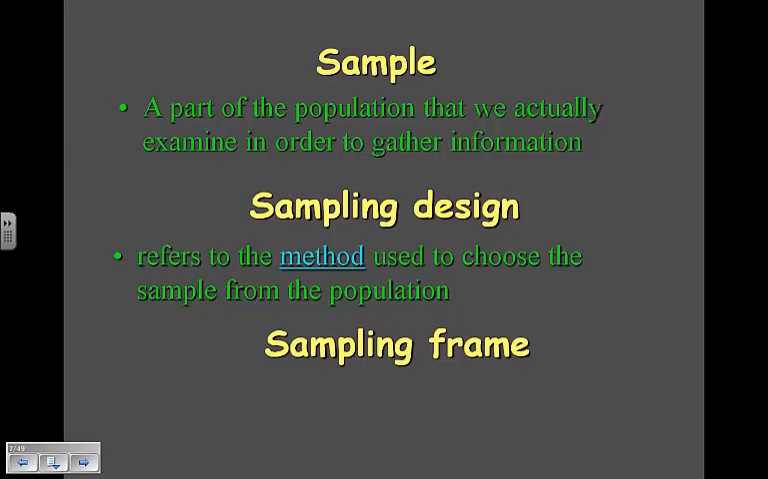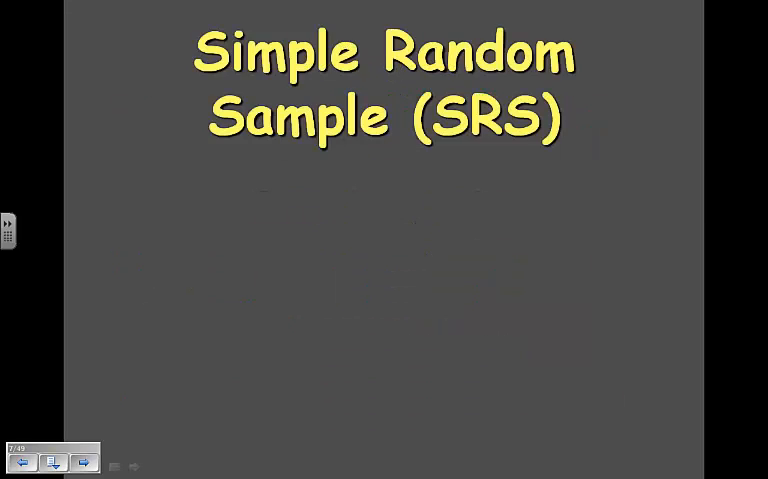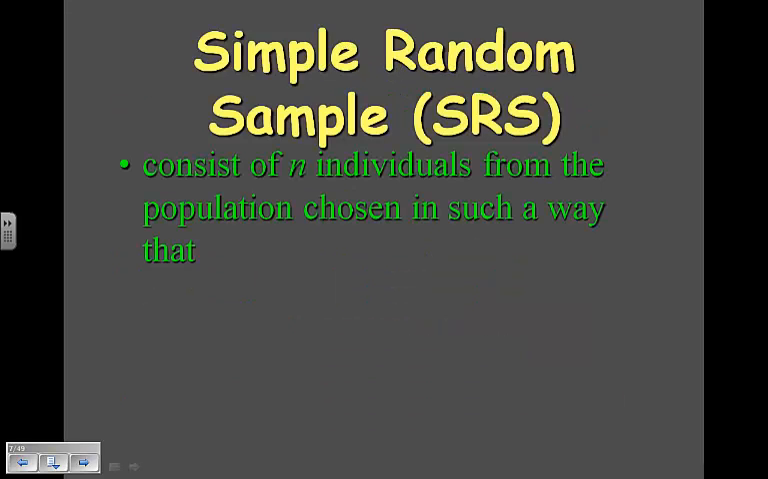Alright, so the sample is actually the part of the population. The design is the method that we used to choose that sample. And then the sampling frame is a list of every individual in the population. Alright, so that's a list. That's the sampling frame. Those are 3 big definitions that you should write down. Okay, so now we get into some different types of sampling designs.